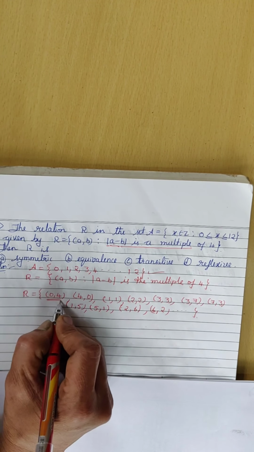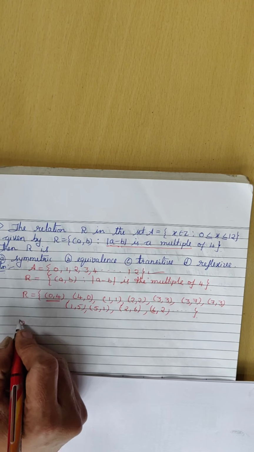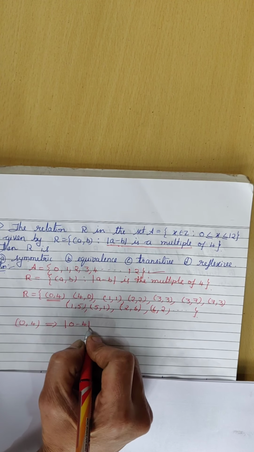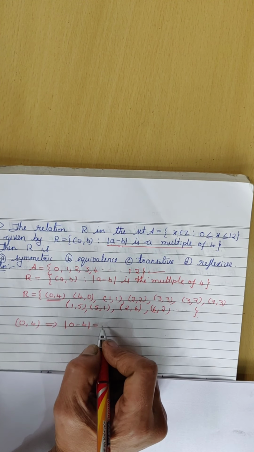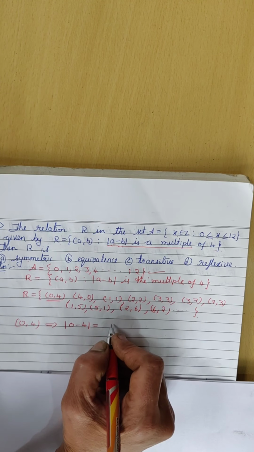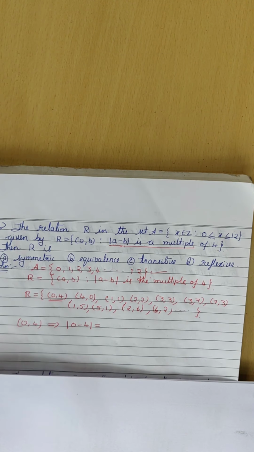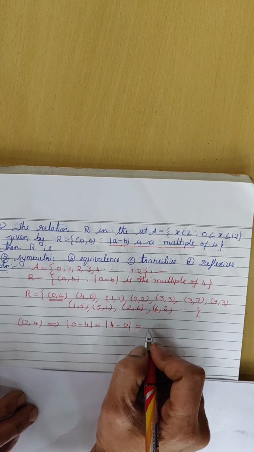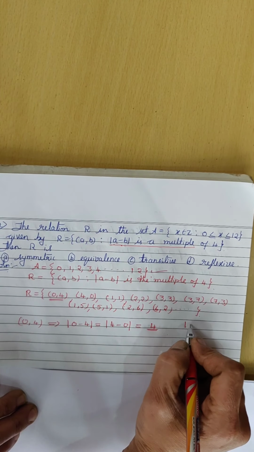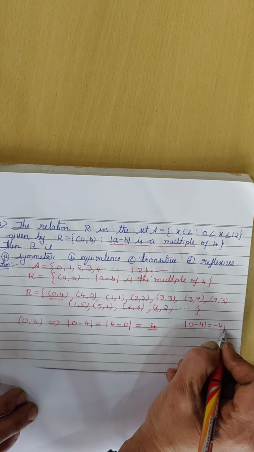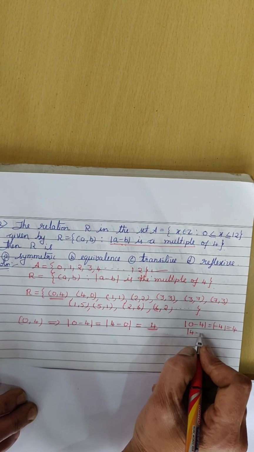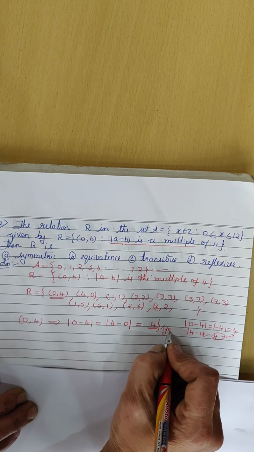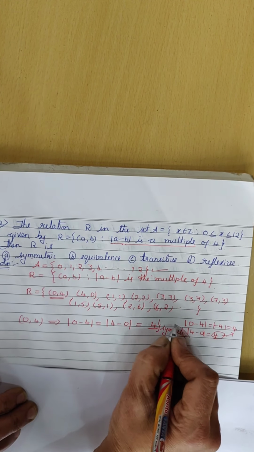Now we will take this (0, 4). If we take (0, 4), 0 minus 4 is equal to minus 4, and 4 minus 0 is equal to 4, right? Because 0 minus 4 is minus 4, that is a multiple of 4, and 4 minus 0 is equal to 4. And I have taken symmetric. This relation is symmetric.